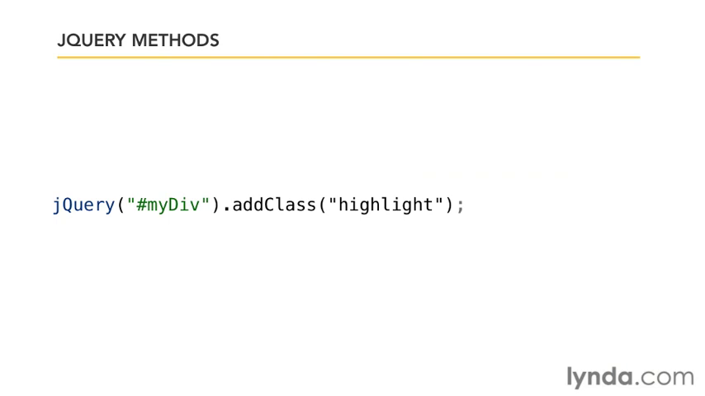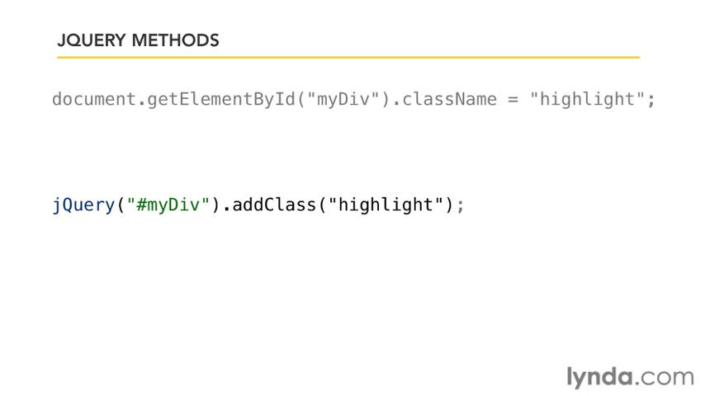Now, the second reason why this is better is that addClass is much more flexible than just using className with our document.getElementById. See, when we use className, it's a property. We're just setting it. It will overwrite any classes that were there before. But when we use addClass with jQuery, it adds our new CSS class and keeps any that were there before. So we can start stacking our CSS classes up on our elements.